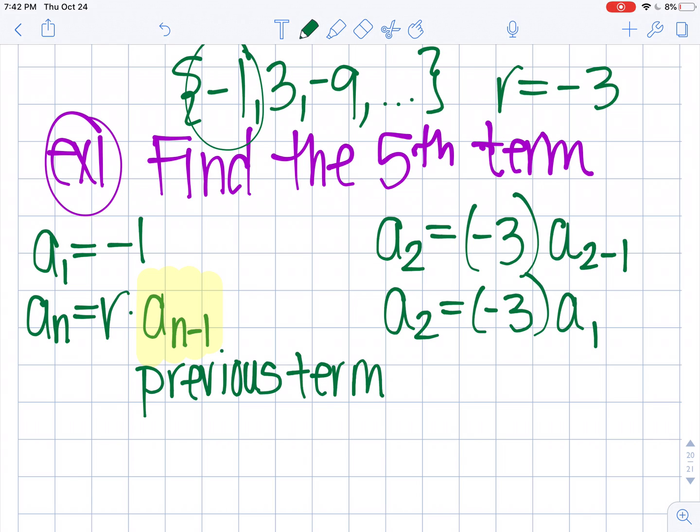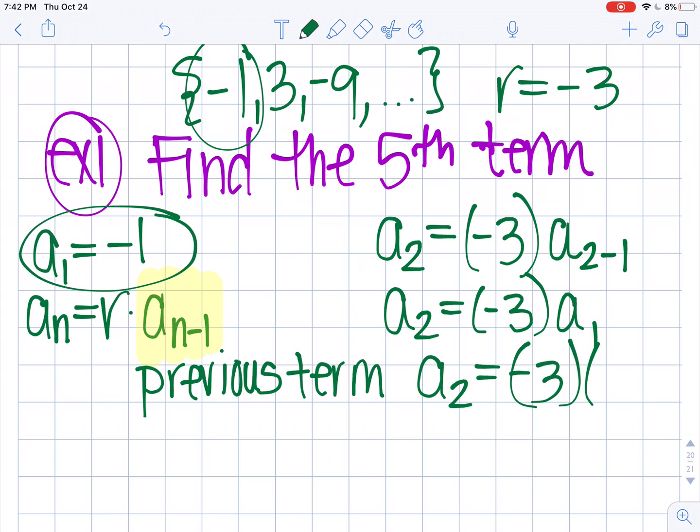And how much is my first term? I know that here my first term is negative 1. So my second term is equal to negative 3 times my first term, negative 1. So it tells me that my second term is equal to 3. Cool, that's what I already found out, because we already knew our second term.